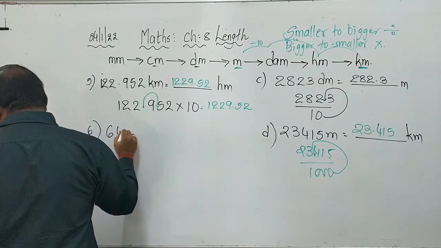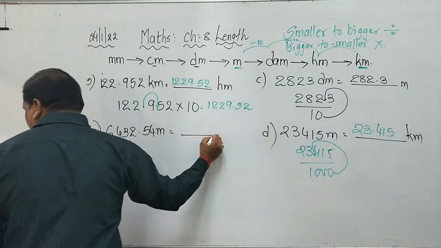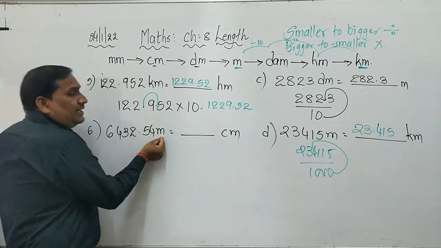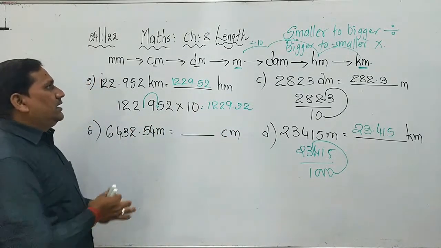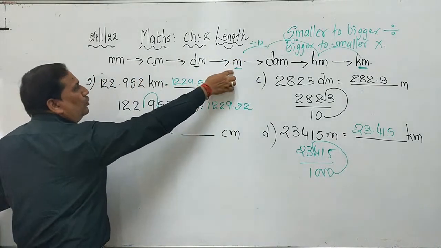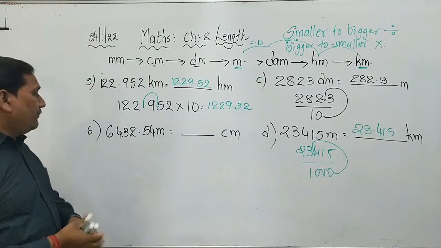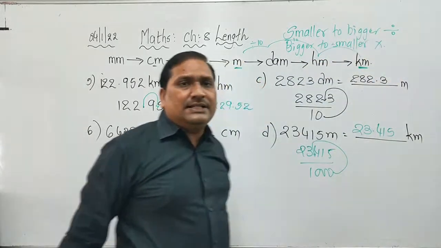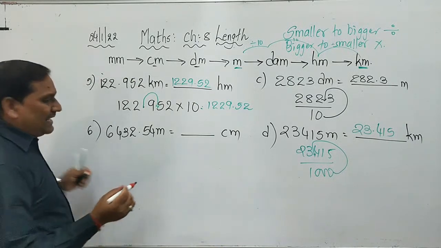Six. 6432.54 meter is equal to dash centimeter. Meter is the bigger unit and centimeter is the smaller unit. Over here meter and over here centimeter. So centimeter is smaller and meter is bigger. So from bigger to smaller, that means multiply. By what we should multiply, that we will see.